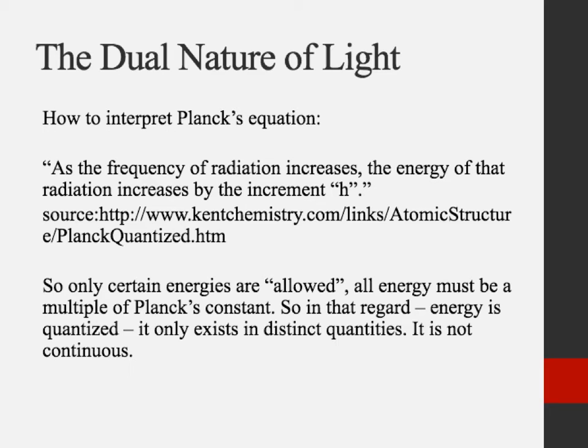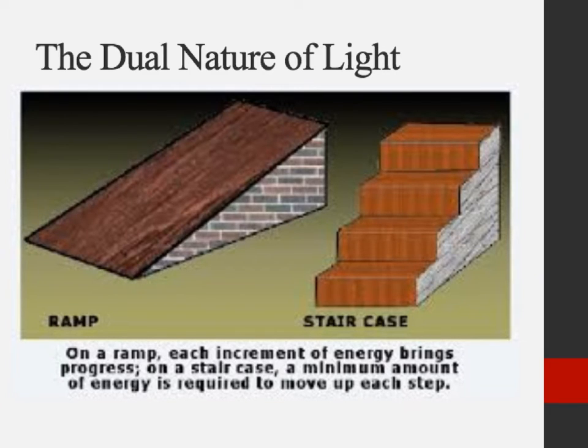As the frequency of radiation increases, the energy of that radiation increases by the increment h. So only certain energies are allowed. All energy must be a multiple of Planck's constant. So in that regard, energy is quantized, it only exists in distinct quantities. So it is not continuous. Here's an easy way to understand the difference. On a ramp, each increment of energy brings progress. On a staircase, a minimum amount of energy is required to move up each step.